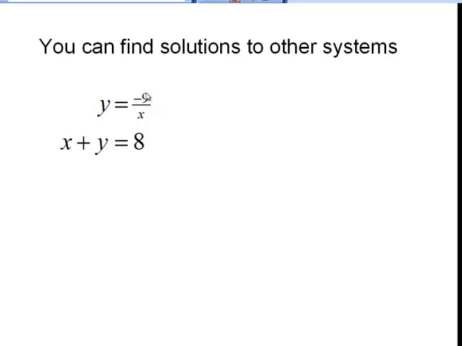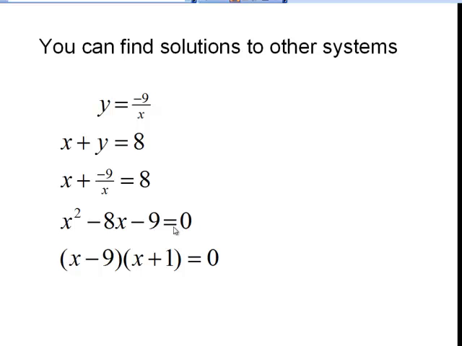Now there's other kinds of systems. Y equals negative 9 over x is a hyperbola, I believe. X plus y is equal to 8 is a line. And you can get multiple intersections. In this case, because you have y is equal to negative 9 over x, just substitute this. Instead of the y, put negative 9 over x. Multiply everything by x, and you'll get x squared. Move the 8 over is 8x. You multiply this by x, you get minus 9 is equal to 0. Factor.